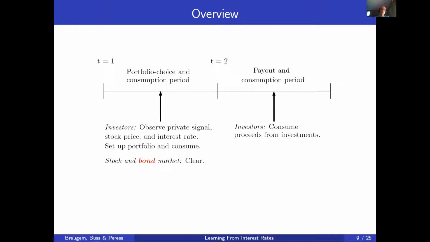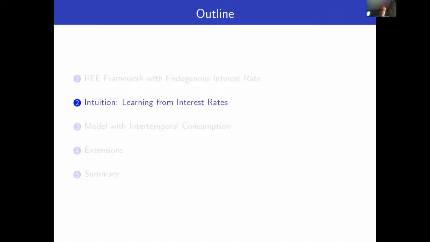Okay, so here's an overview of the model. In period 1, we have portfolio choices and consumption choices. Investors observe their signals, the stock prices, interest rates, and they set up their portfolio and consume. Importantly, stock and bond markets clear. And then in period 2, investors consume the proceeds from their portfolios.